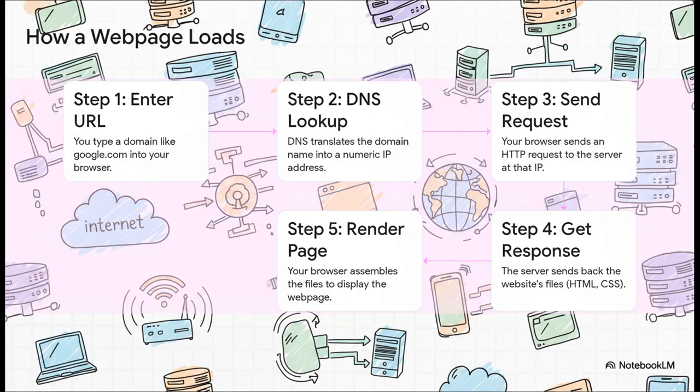So here's what happens in the blink of an eye. Step 1. You type a website name. Now, computers don't understand names. They speak in numbers. So, step 2, your computer asks something called the DNS. Think of it as the Internet's giant phone book to look up that name and find its real, numeric IP address. Step 3, once it has the address, your browser sends out a request.